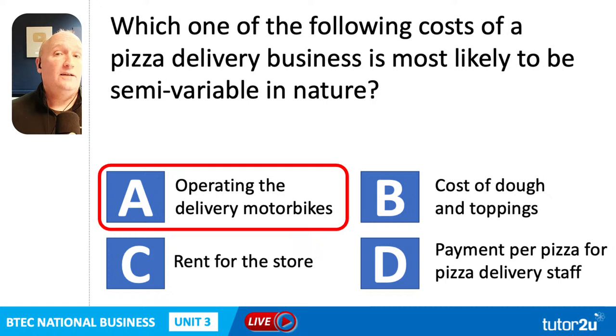So there's definitely semi-variable. And the other three definitely aren't semi-variable, are they? So the cost of dough and toppings, well, that's going to be related to how many pizzas you sell. So that's variable. The payment per pizza for the delivery staff, that's variable. And the rent for the store, that's fixed. So the delivery motorbikes was semi-variable.